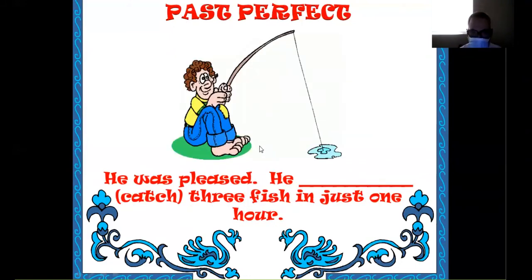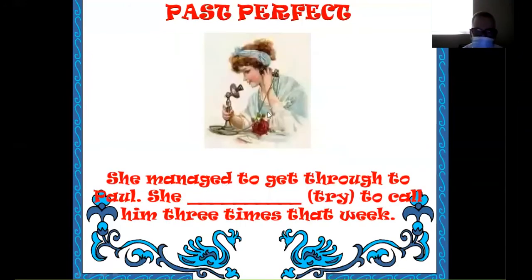He was pleased. He caught 3 fish in just 1 hour. Why was he pleased? Because an action happened first. He had caught three fish. Great. She managed to get through after she had tried to call him 3 times. So at last she could call her husband after she had tried many times. So first she had tried, then she succeeded. The first action is trying, the second action is calling.